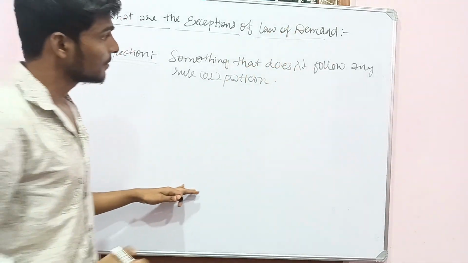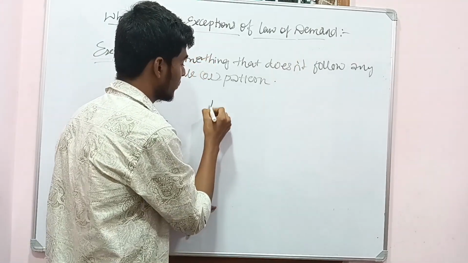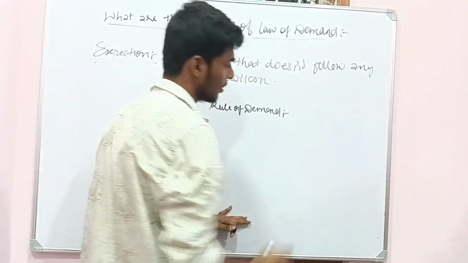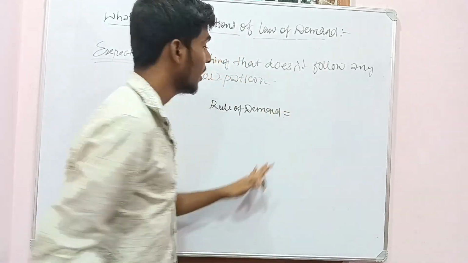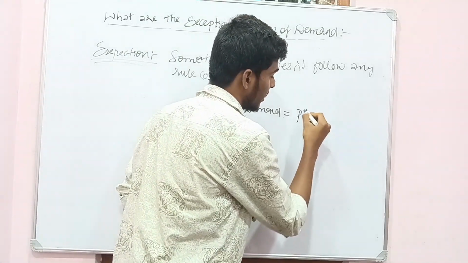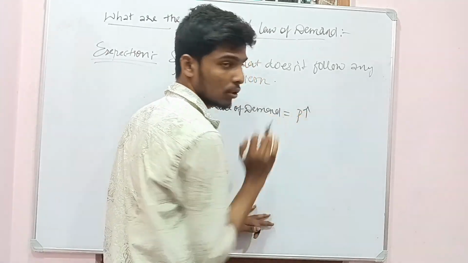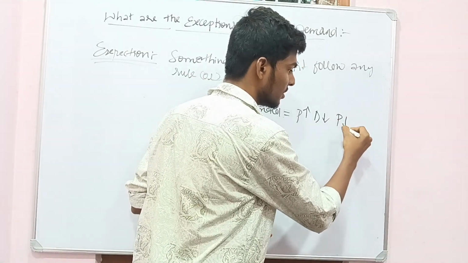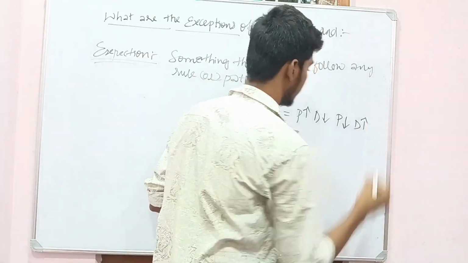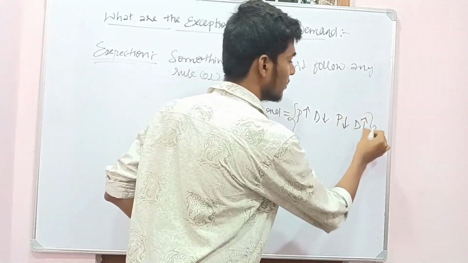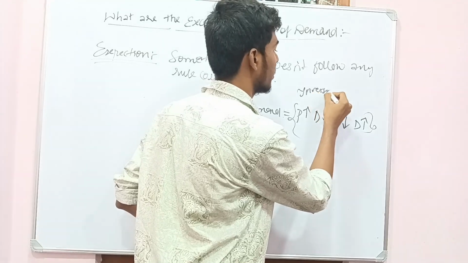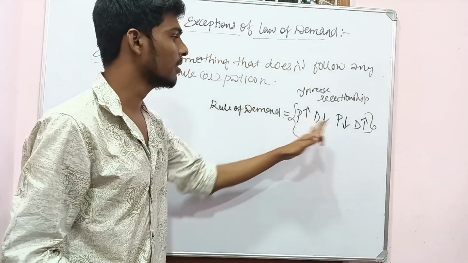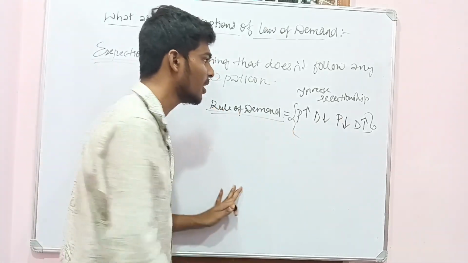You can see the rule of demand. When the price of goods increases, the demand decreases. When the price of goods decreases, the demand increases. Here, there is an inverse relationship between the price and demand as per the rule of demand.